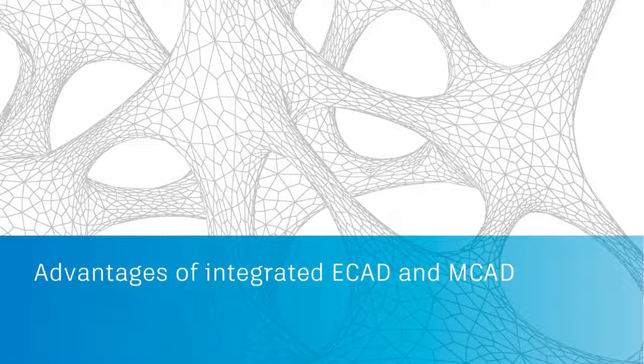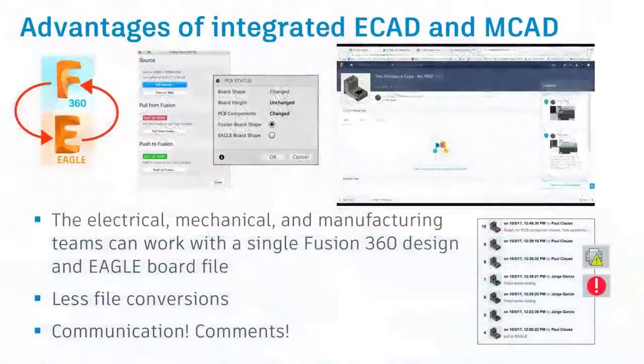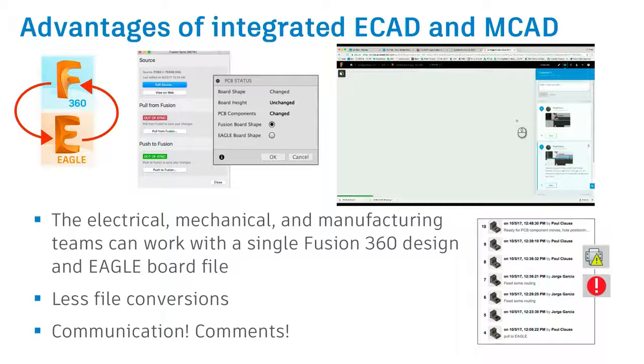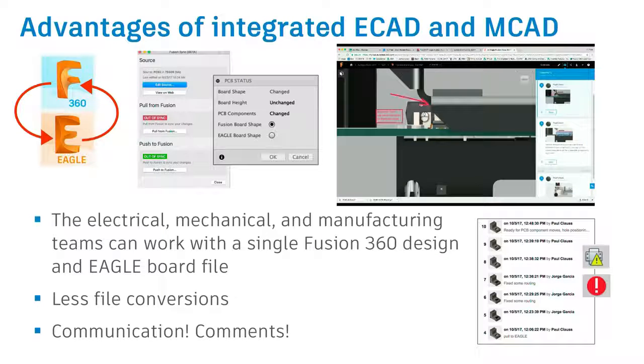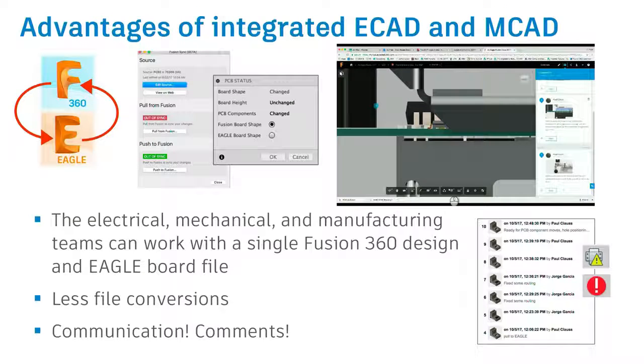So when we approach designs using these different workflows and use them properly, they present a few advantages over our previous methods. The biggest advantage that I see here is that the mechanical and electrical teams can work through design iterations in a single Fusion design and a single Eagle board. And this is great because it eliminates the issues with file conversions and introducing the potential for errors there. And it's also much easier to track changes to the board.